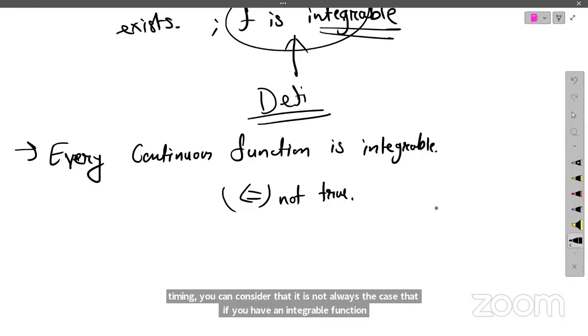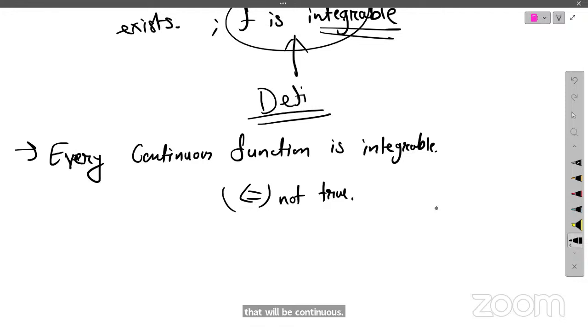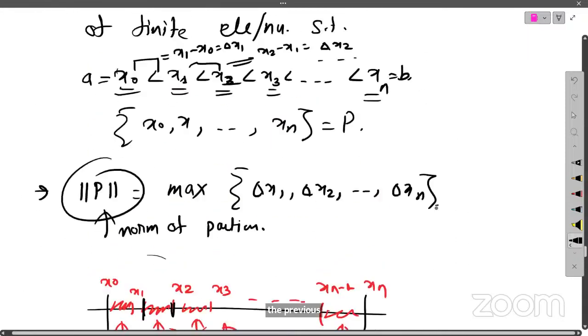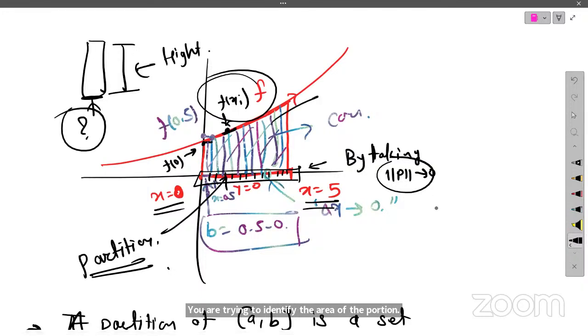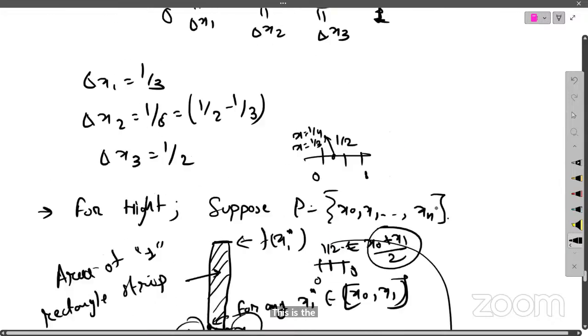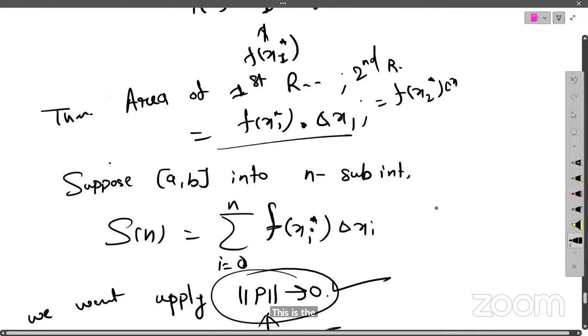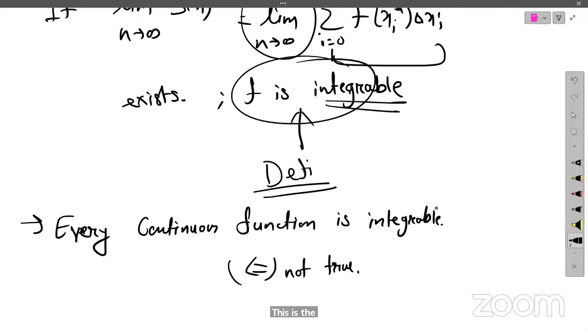So from here, ma'am, we can say that in the previous graph which you have drawn, you are trying to identify the area of this portion. We can say integral of f dx. Right. So the integration of this particular region: now this limit is actually denoted by integration a to b. So this limit is equal to integration a to b f of x dx.